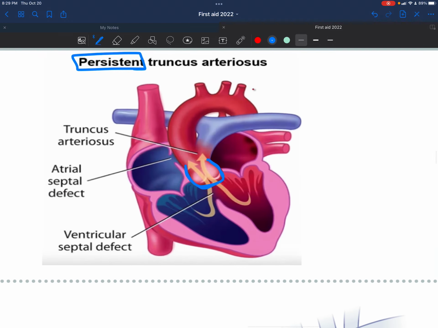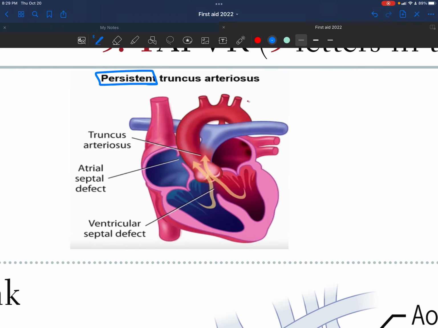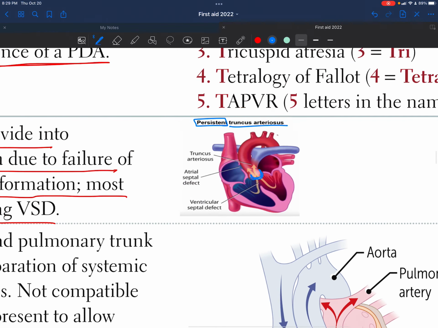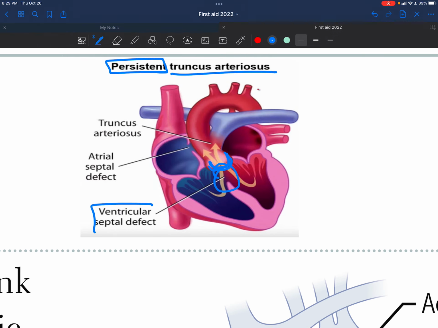As we can see in this image, the blood does not go from one ventricle to the aorta and from the other ventricle to the pulmonary artery. It doesn't happen that way. It goes from both ventricles to the same outlet, the truncus arteriosus. Most patients have an accompanying VSD, as we can see in this image. This is the ventricular septal defect.